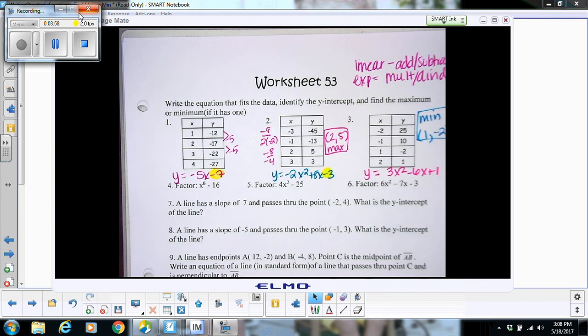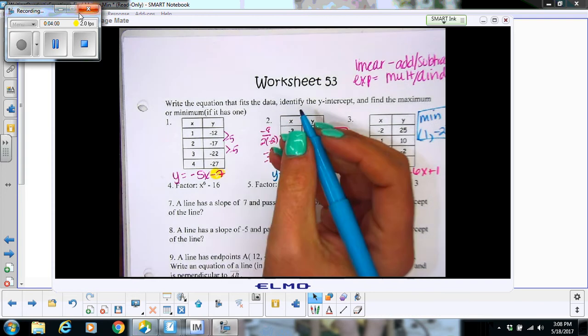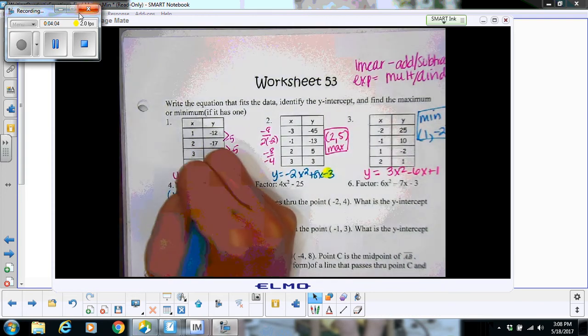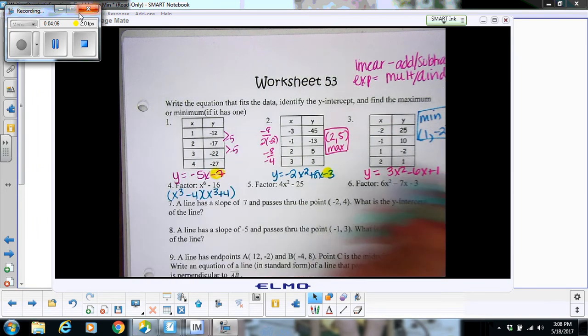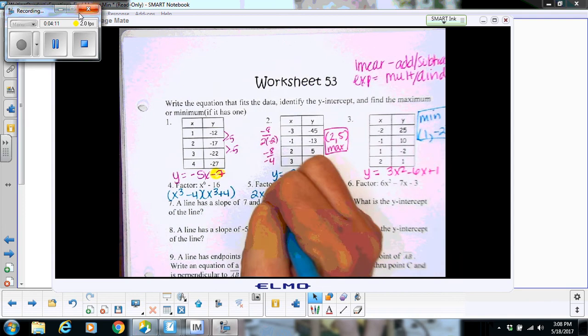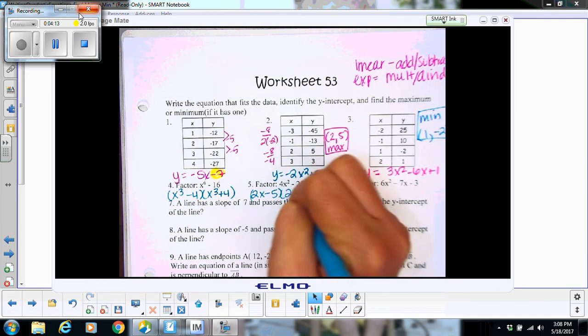4, 5, and 6 are our factoring problems. 4 is just going to be a difference of squares, so that's going to be x cubed minus 4 and x cubed plus 4. Difference of squares here on number 5 as well. That's going to be 2x minus 5 and 2x plus 5.